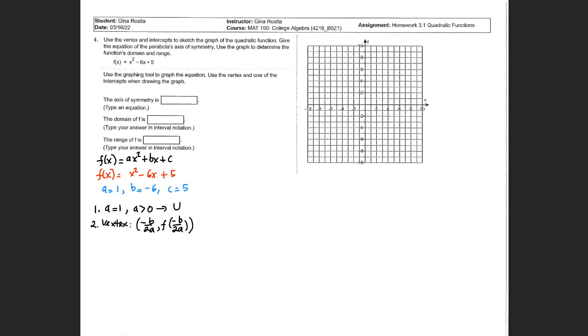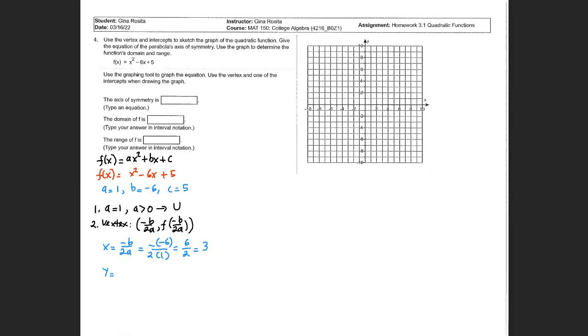So we find x first now. x equal negative b over 2a. So negative b is negative 6 over 2 times 1, because a is 1. Negative times negative is positive 6 over 2. The answer is 3.